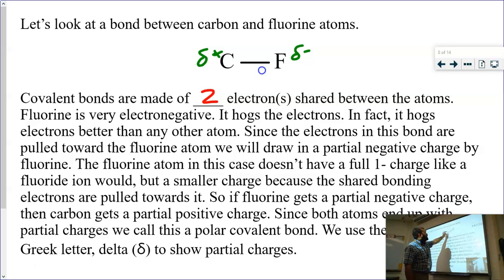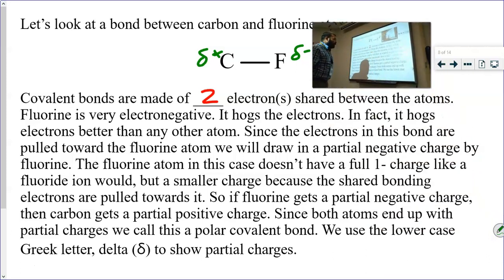The electrons in this bond are pulled towards fluorine, partial negative. The electrons in this bond are pulled away from carbon, partial positive. The way you can tell which way the electrons are going to be pulled is all based off of electronegativity. This is more electronegative than that. Fluorine is more electronegative than carbon. And that's why we get the partial negative and the partial positive charge where they should be. Since both atoms end up with partial charges, we call this a polar covalent bond. We will use lowercase Greek letter delta to show the partial charges.